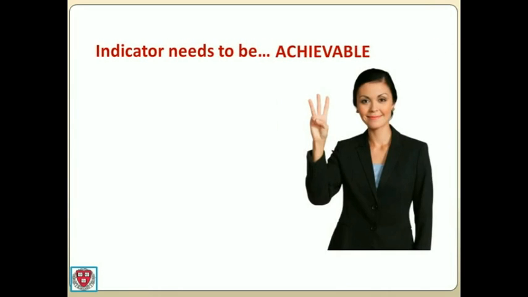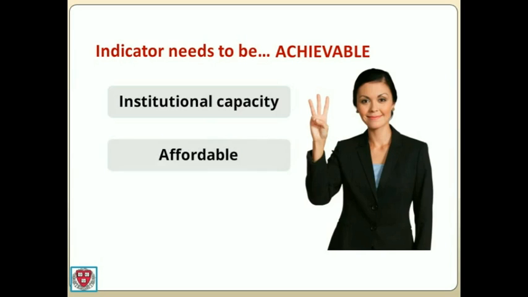The third criterion is being achievable. Is there an institutional capacity to collect the data? Are there agencies, organizations, and staff available for data collection and willing to do so? Finally, is the data collection affordable and worthwhile, and is it safe to collect the data?